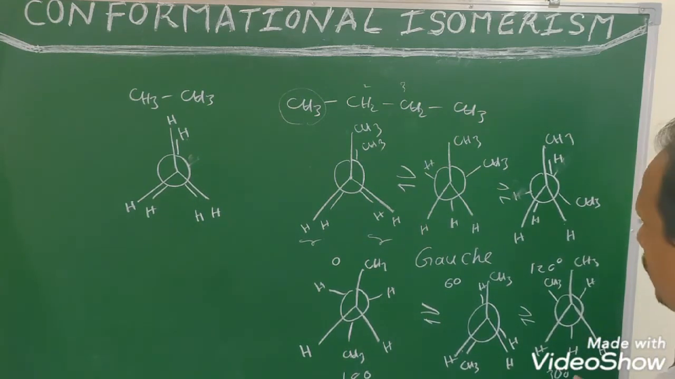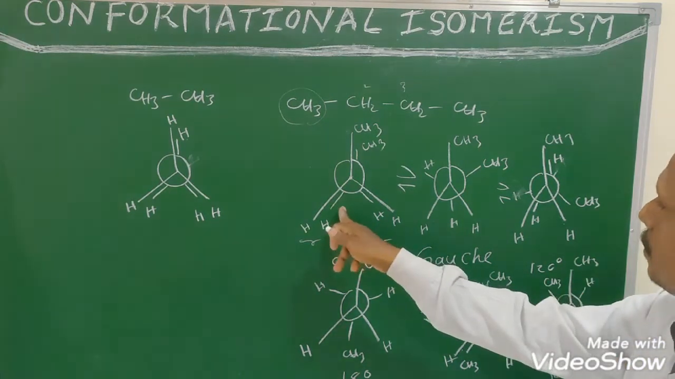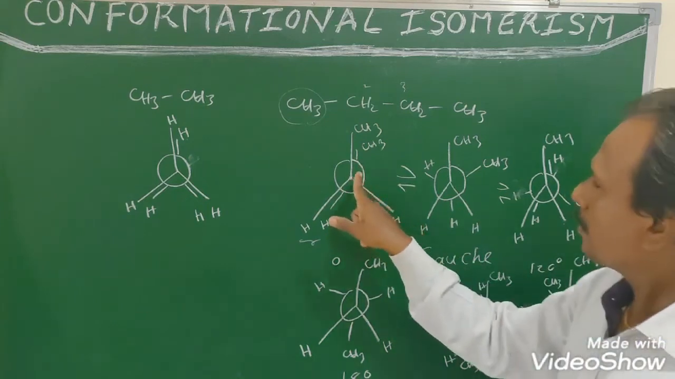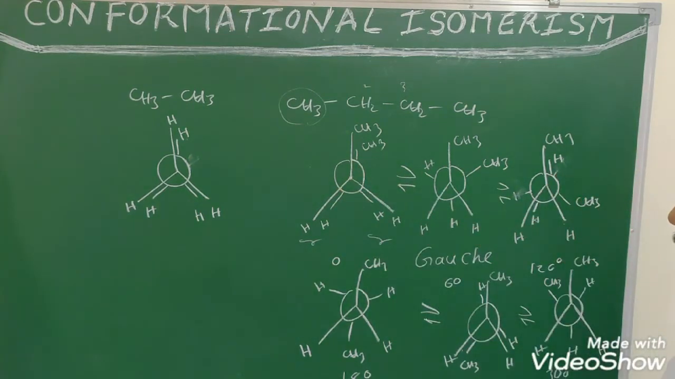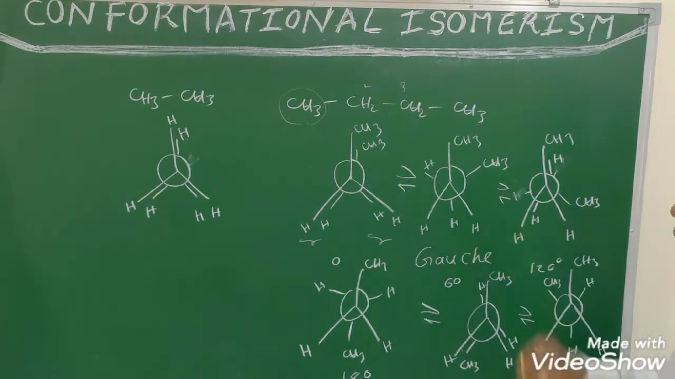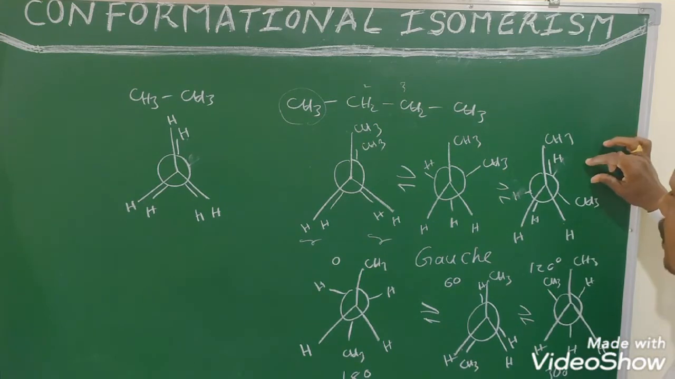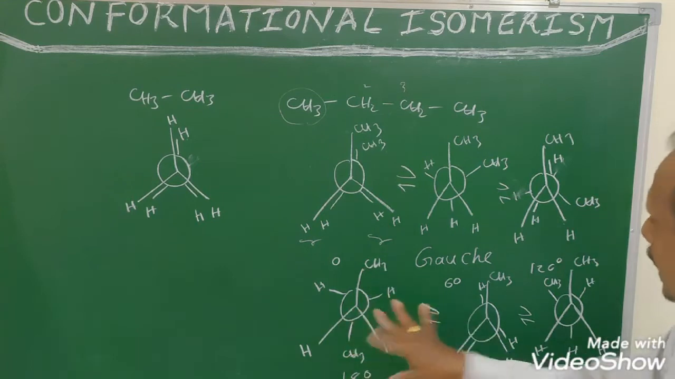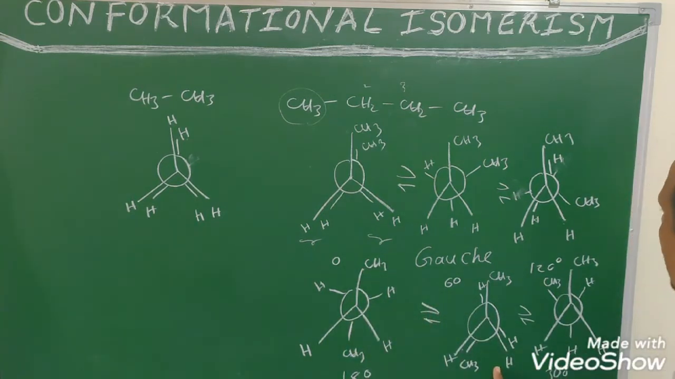Again 360. Due to 360 rotation, we obtain the fully eclipsed conformation. Due to free rotation, we obtain different conformations. They are repeated. It is the fully eclipsed conformation, then the Gauche conformation, then the partially eclipsed conformation, then the anti conformation. Again, it is the partially eclipsed conformation, and again repeated.